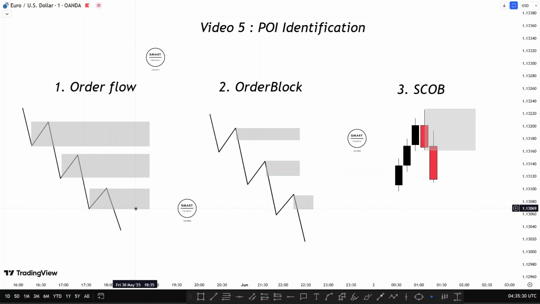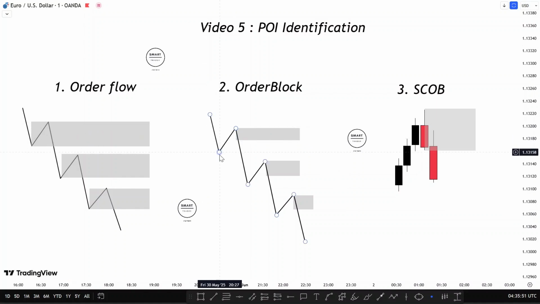But the problem is that an order flow is generally too large to take your trade directly on without ending up with a large stop loss size. So this is where the second type of your area of interest comes into play. This second type of area of interest is called your order block. Pretty much an order block is simply the refinement of an order flow.